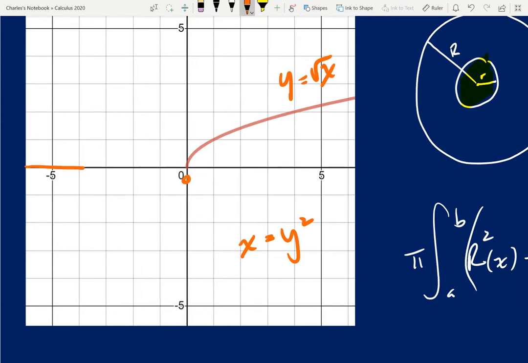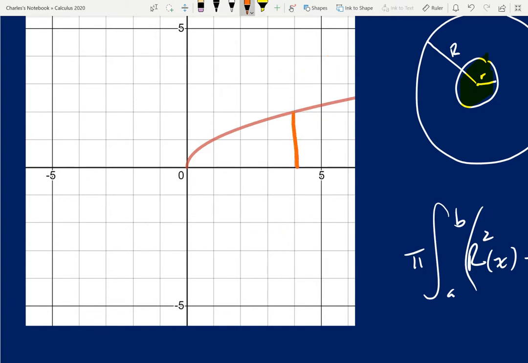Most of the time, you want your function to be expressed, if it's horizontal, as y as a function of x. If I change this, and I say I'm going to rotate it around the y-axis, then I'm going to want to change my function so that x is a function of y. And you're going to have to just play around with that.